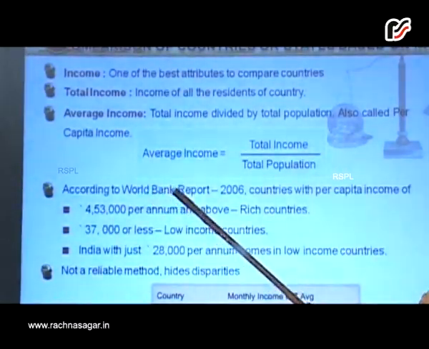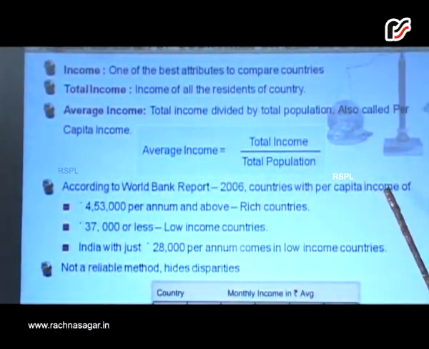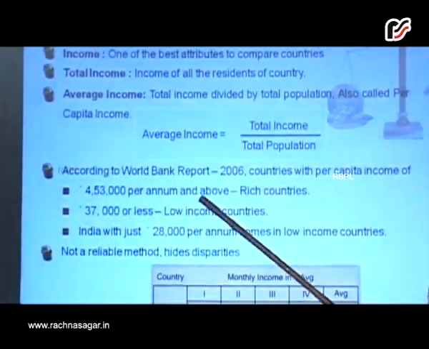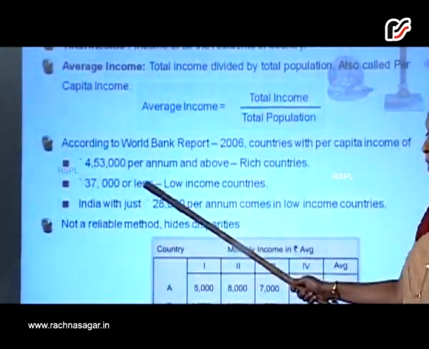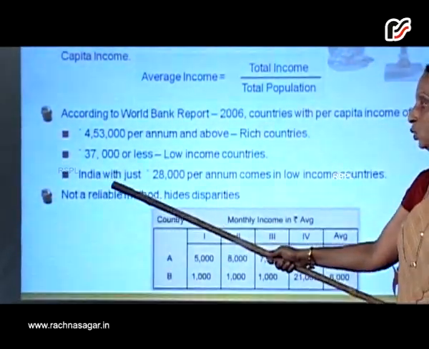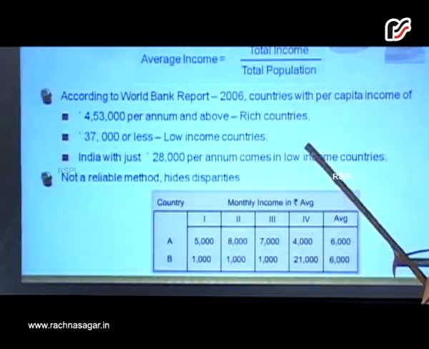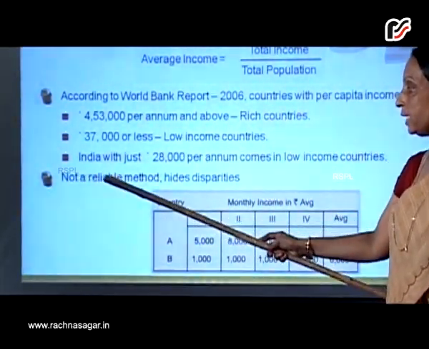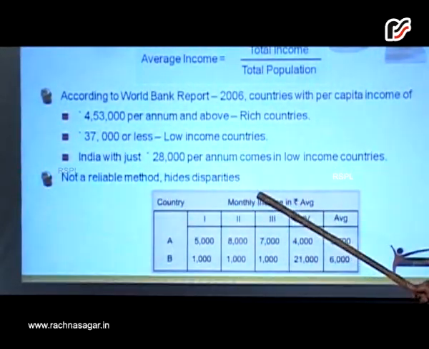According to the World Bank Report 2006, countries with per capita income of 4,53,000 per annum and above are rich countries, and those with 37,000 or less are low income countries. India, with just 28,000 per annum, comes in low income countries. Average income is not a reliable method, as it hides disparities.